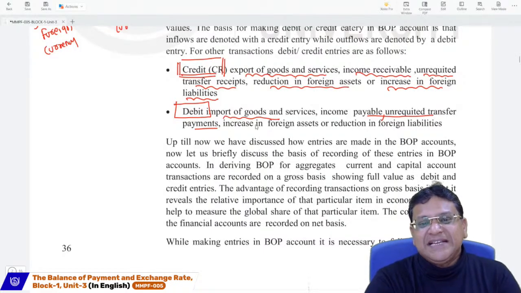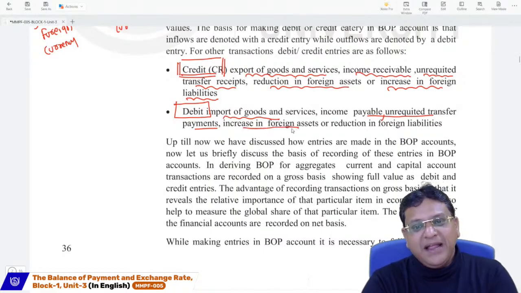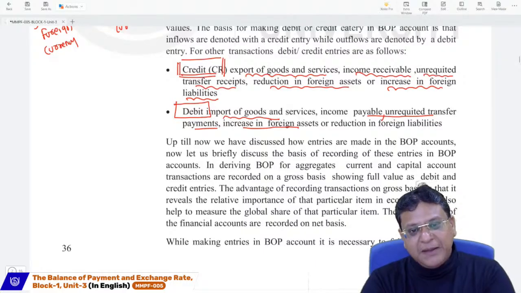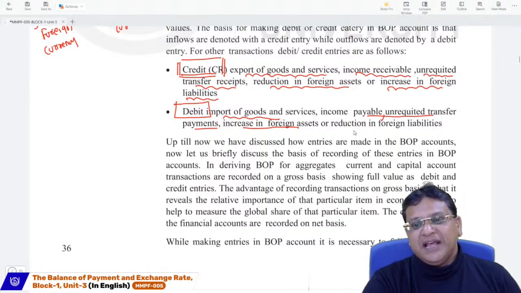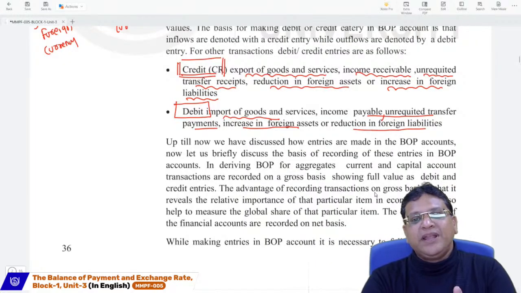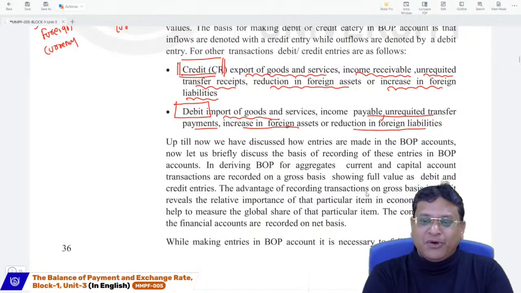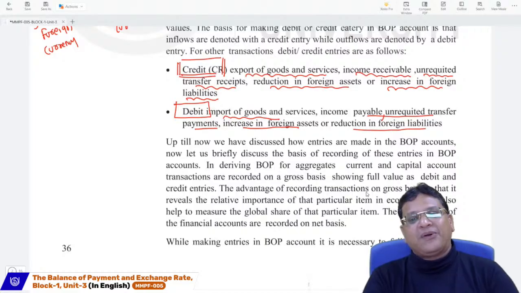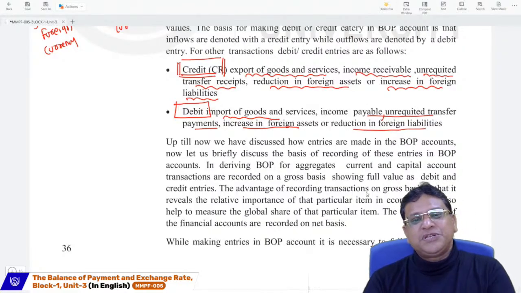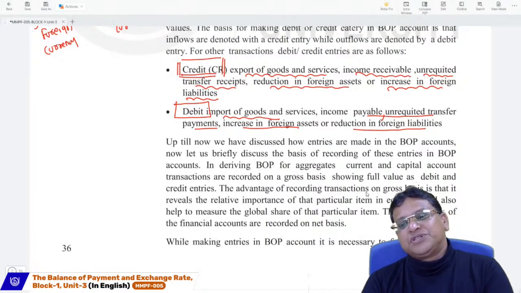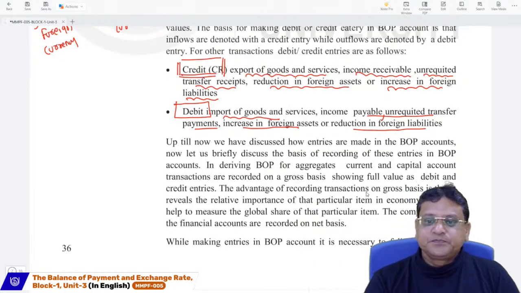Next, increase in foreign assets. When you buy foreign assets, foreign currency goes out of the country. Therefore, it is a debit item. Then reduction in foreign liability. Foreign liability means loan. When you repay a foreign loan, foreign currency goes out of your country, that is a debit item. So in the BOP statement, there will be certain credit items and there will be certain debit items.